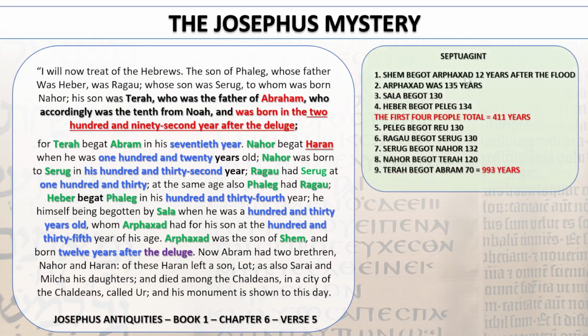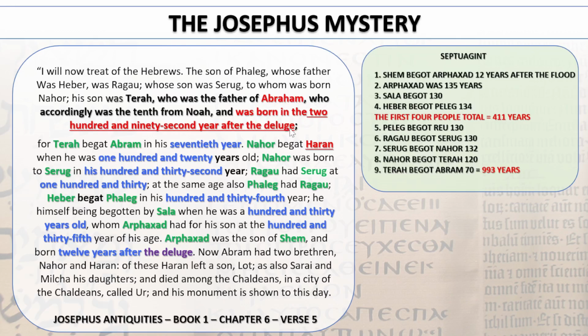So Shem had Arphaxad 12 years after the flood. And then Arphaxad was 130 years old when Salah was born. So we've got Septuagint numbers. Just the first four people, if we add up these numbers, we get a total of 411 years.